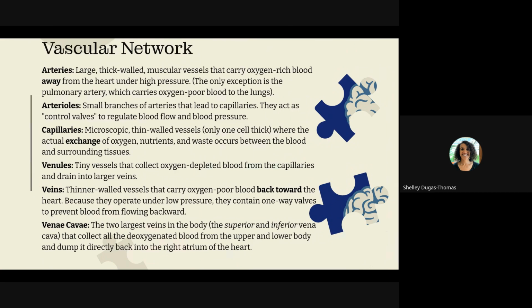So arteries carry blood away from the heart. Remember, artery equals away. Arterioles are smaller and act as control valves. Capillaries are thin, one cell thick, making them perfect for exchange. Veins return blood to the heart because they don't have the high pressure push of the heart. They require one-way valves, so gravity doesn't pull the blood back down to your toes. Finally, the vena cava are the ultimate interstate highways, dumping all deoxygenated blood back to the right atrium.